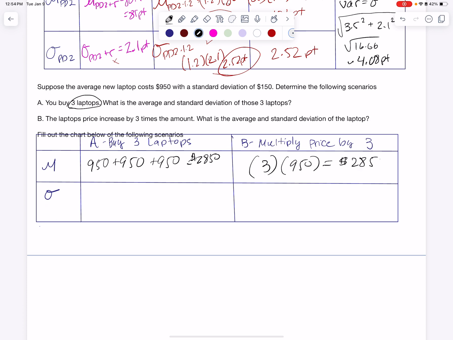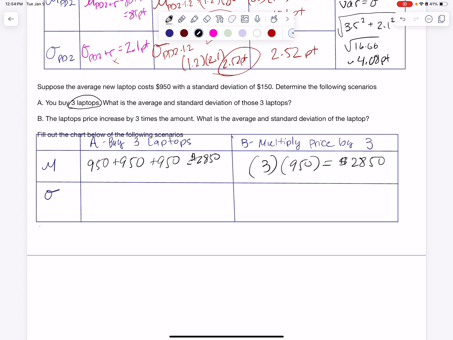So you can see with the mean, it doesn't matter if you add them or you multiply them, but this one here is 3 separate laptops. Scenario A is 3 separate laptops. Scenario B is 1 laptop that has been multiplied by 3. The difference is the standard deviation. That's why I'm having you do this exercise.